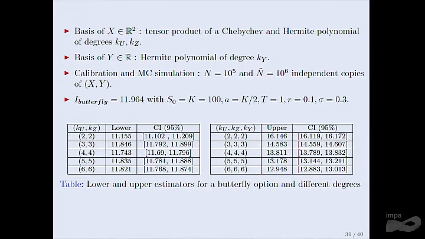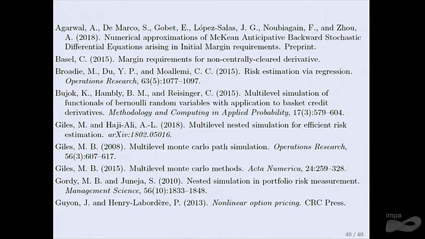Since we know the delta is actually in closed form, you can run a brute force Monte Carlo to get a fair approximation of the true value for the initial margin. And then, once you've calibrated this, you can get lower and upper bounds for the quantity I butterfly. So you see here that it increases to this quantity, and that's the upper bound, so it decreases. Of course, there's no reason why those go to infinity. It would still decrease. Okay, so we did this for actually a lot of degrees. That's actually the optimal value that we had. Okay. Thank you very much.